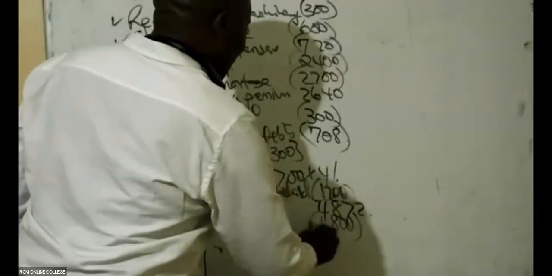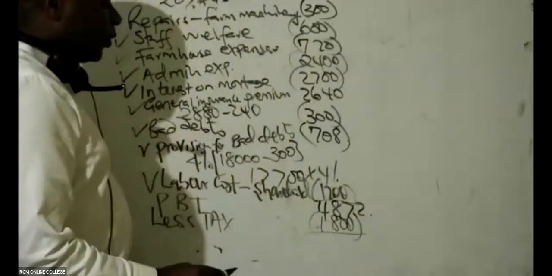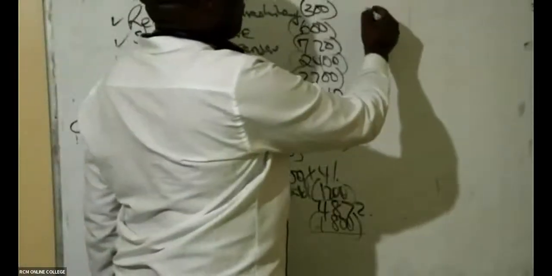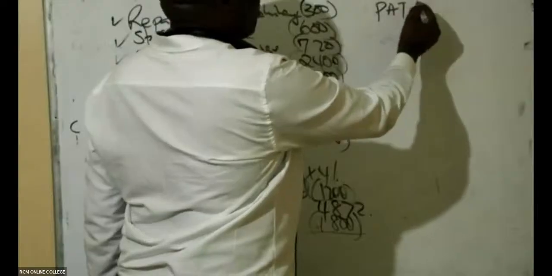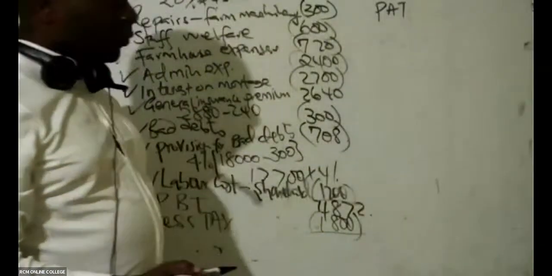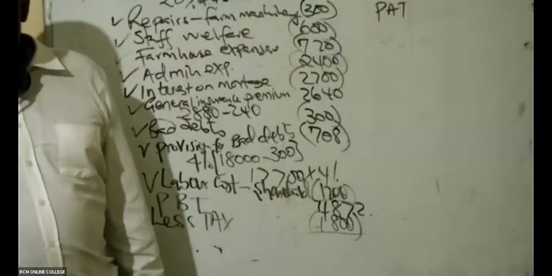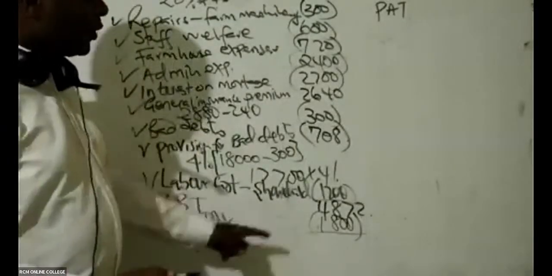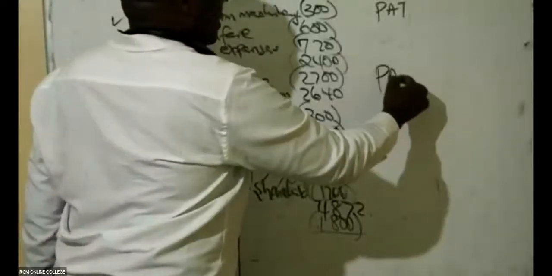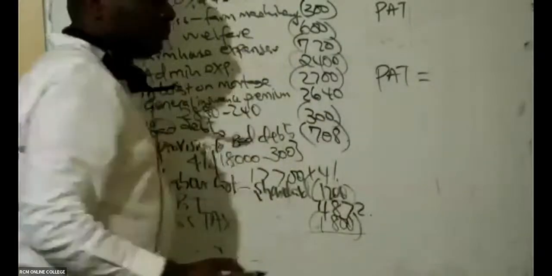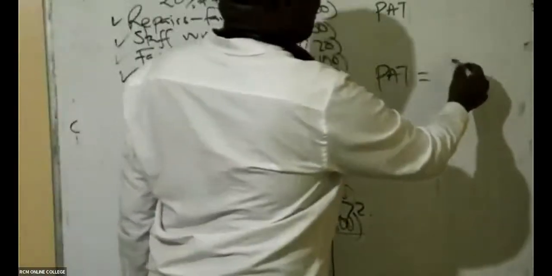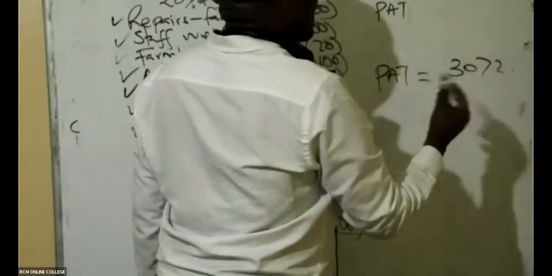And then we'll be able to give the profit after what? Profit after tax. Is there somebody who can get this profit after tax, which is profit for the year? Anybody who is able to get this profit for the year? Yeah, 3072. Once you get profit for the year, now we have the profit carried forward.